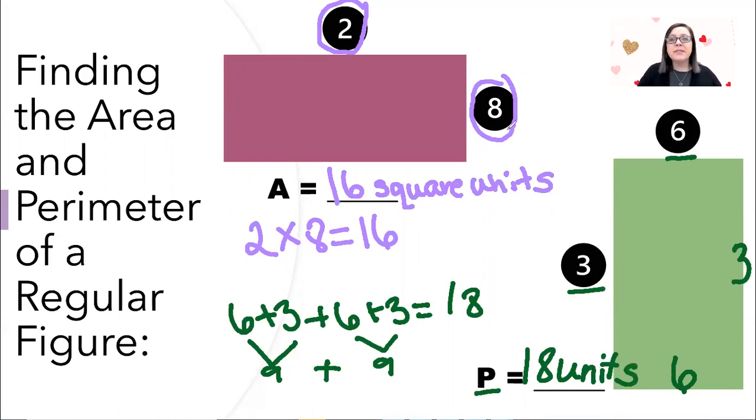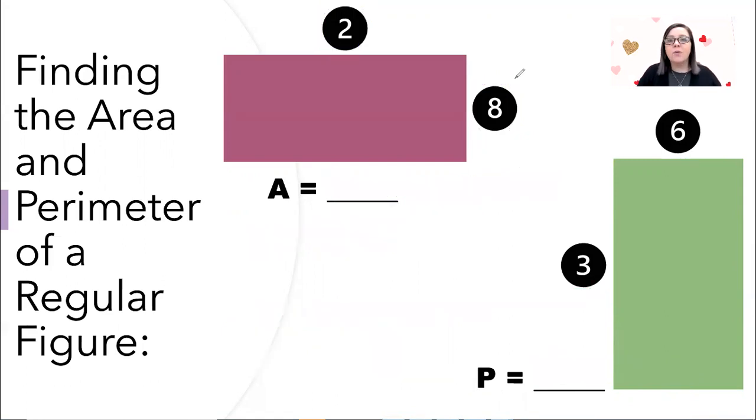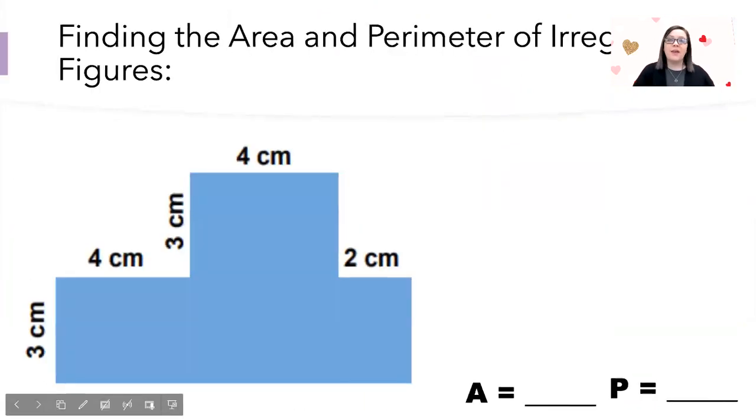All right, so those are simple, just standard rectangles. Now, let's try something a little more challenging. Now we're going to find the area and perimeter of irregular figures. So we're going to start with this blue figure here. Let me change my color. All right, so I can see that this is an irregular figure. I need to find both the area and the perimeter of this figure. So we're going to go about this 2 ways. We're going to start with perimeter, even though it's asking for it second.